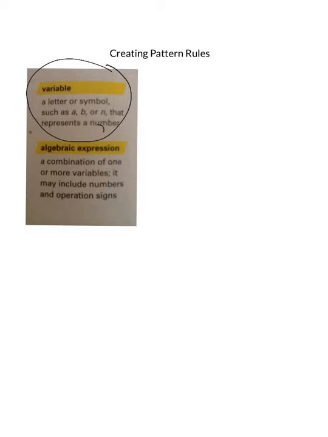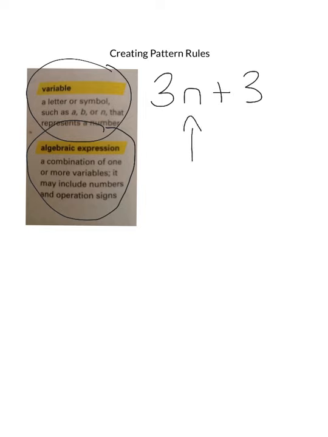So in your algebraic expressions, which we're going to start to create, these are a combination of numbers and letters, and they may include operation signs like plus, minus, multiplication. An example of that would be something like this. So just say 3n plus 3. Well, the n here is the variable because the n is going to stand for a particular number.